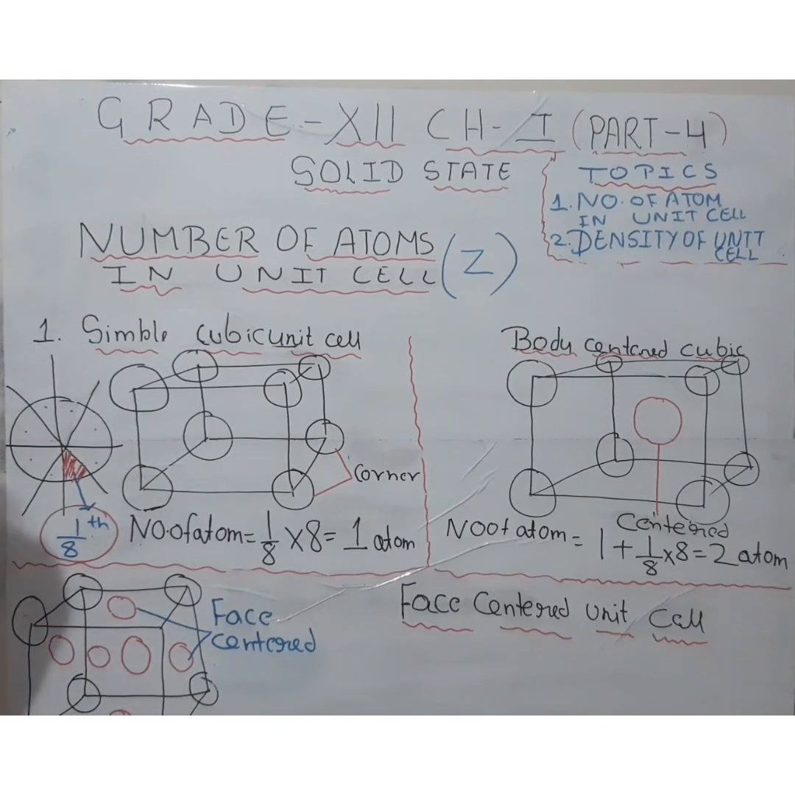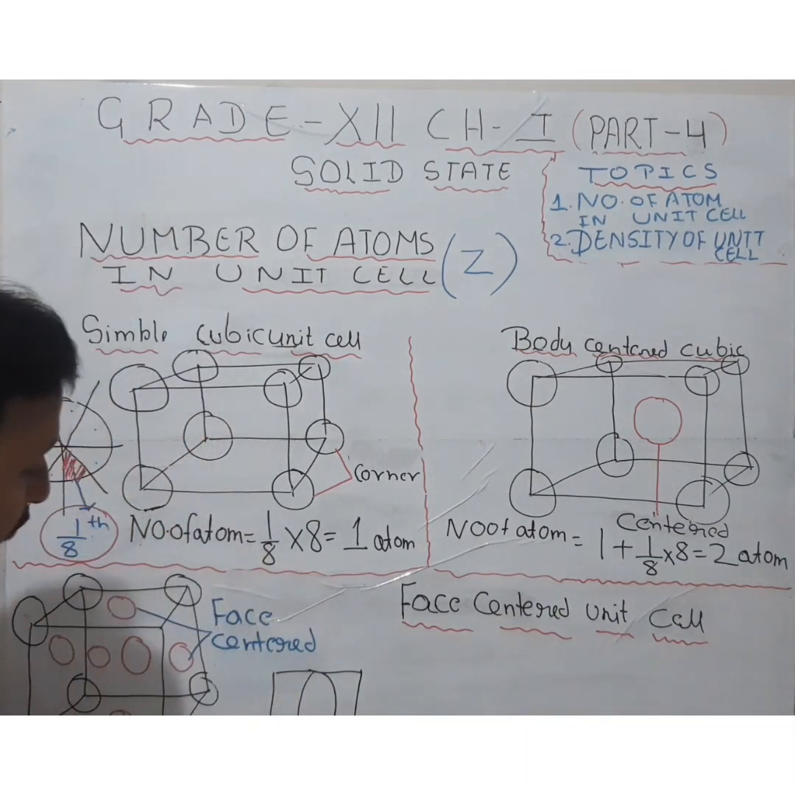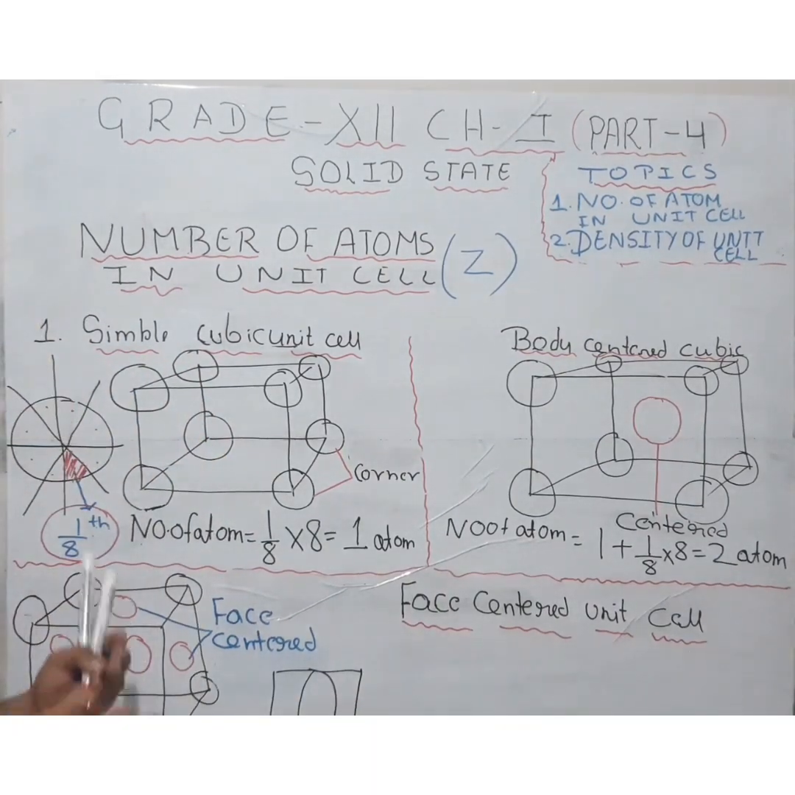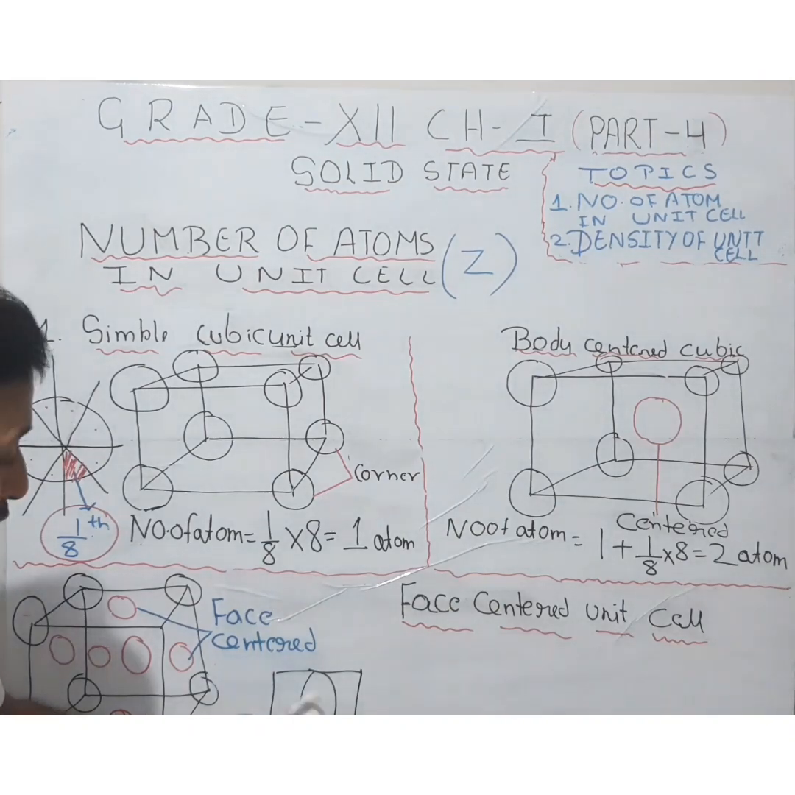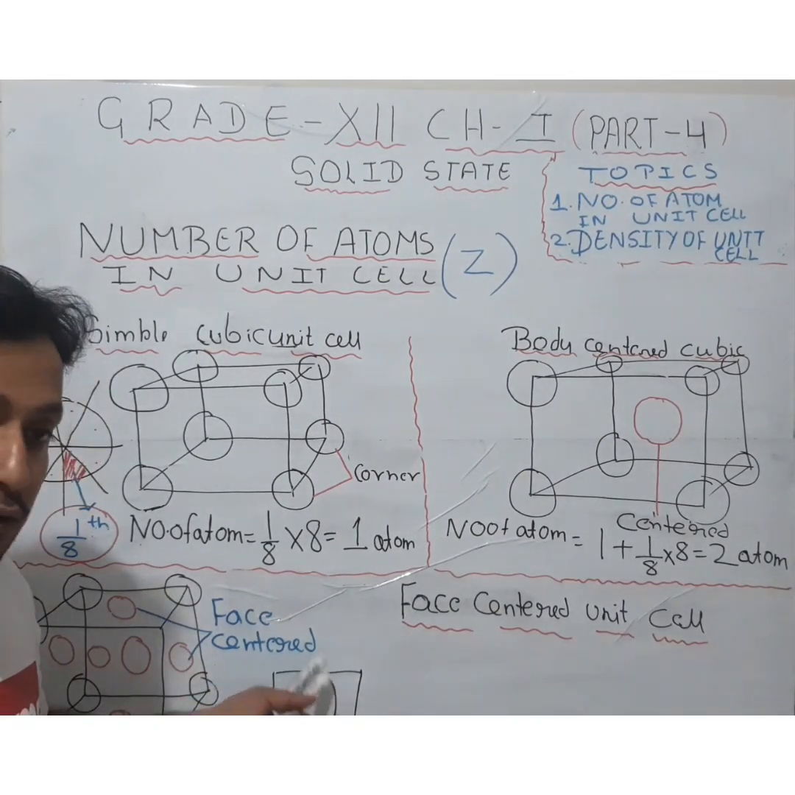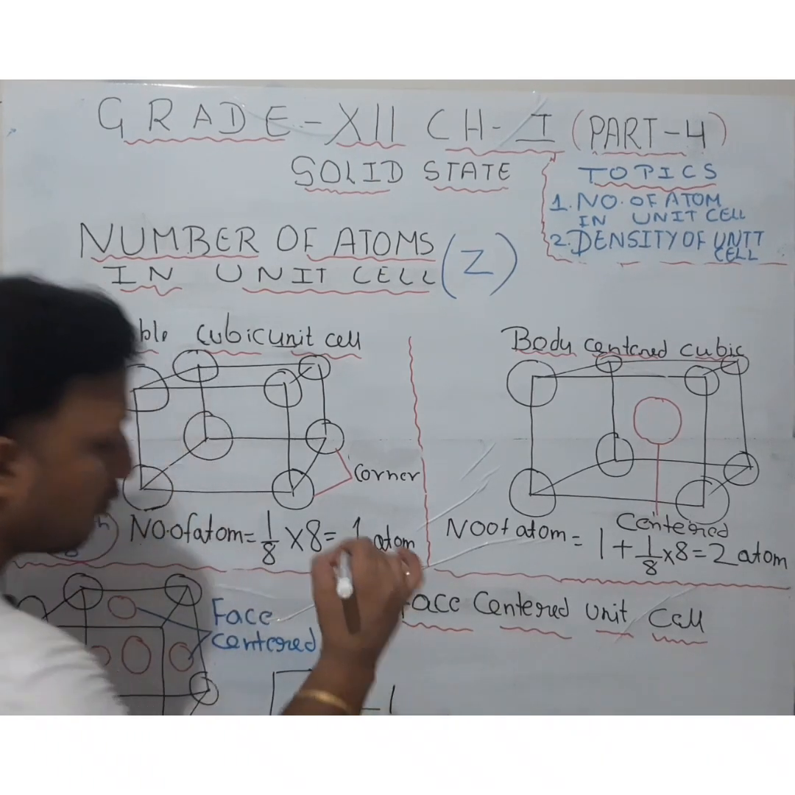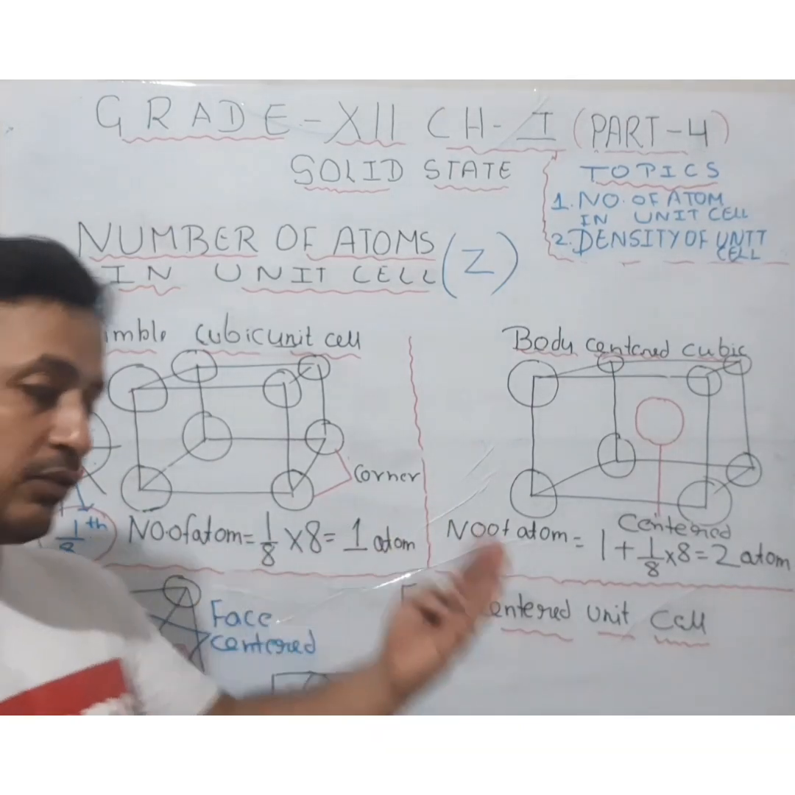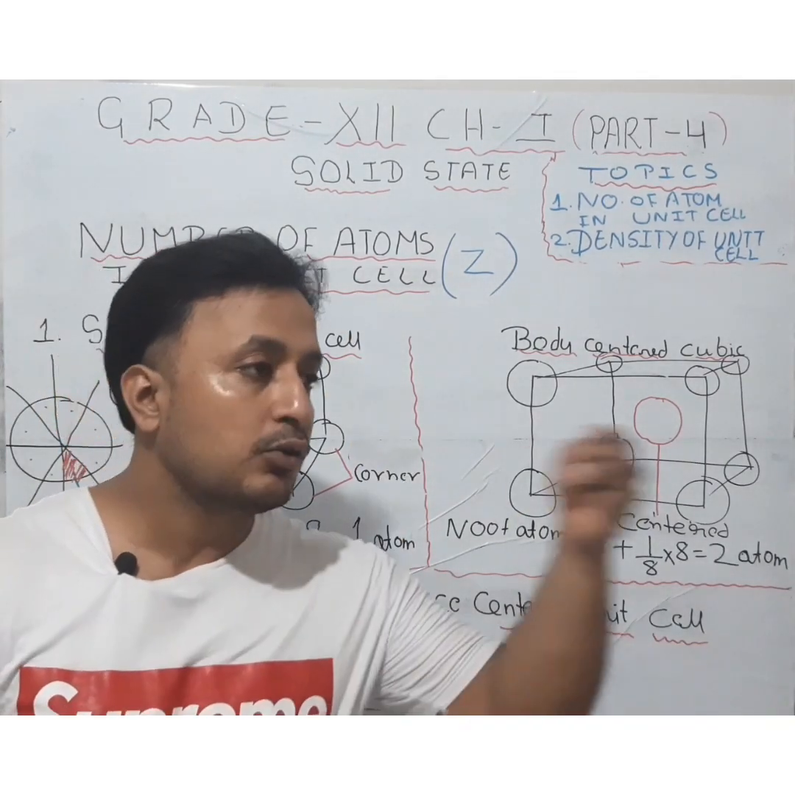Now, suppose this is a face, and in this face the sphere will be present like this. Then that sphere, the particle which is present in the center of the face, will be shared by the adjacent unit cell, because again I am saying unit cells are going to repeat in all possible directions. So the adjacent unit cell will also be sharing this sphere. So the contribution of the particle present in the center of the face for a specific unit cell will be only 1 by 2, as it is shared by the adjacent unit cell also. The face of the adjacent unit cell is attached to this unit cell. So the sphere contributes half to one unit cell and half to its adjacent unit cell.